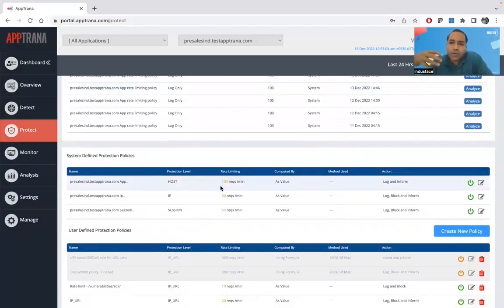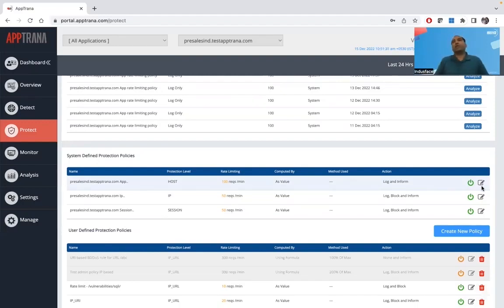We have three sets of policies that we give by default. One we call the host based policy, which looks at the total number of requests coming to the host and allows you to set policies around that. Then we have it at more granular levels: at an IP level, how many requests are coming, and at a session level, how many requests are coming.